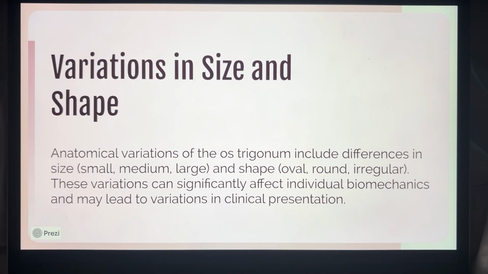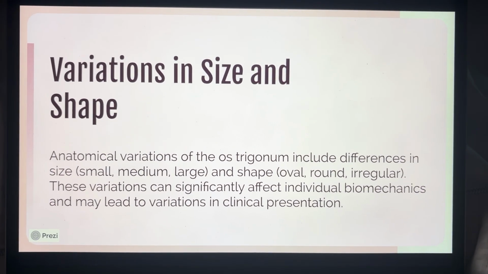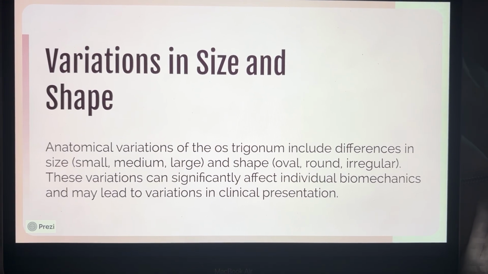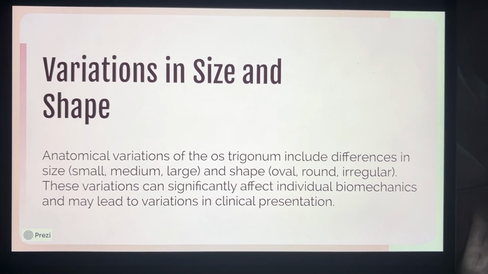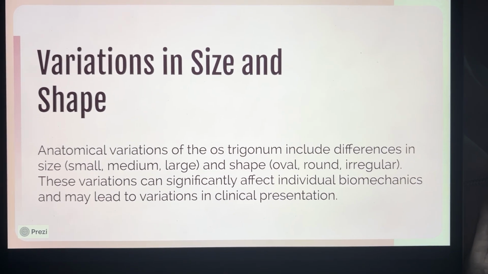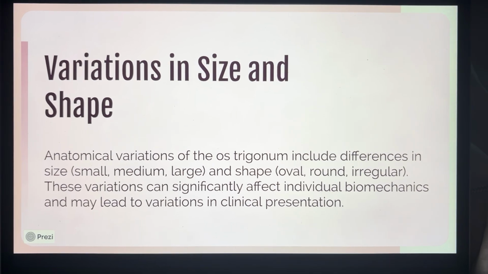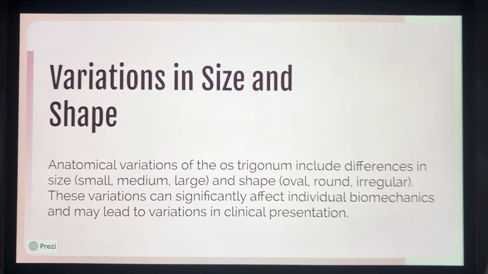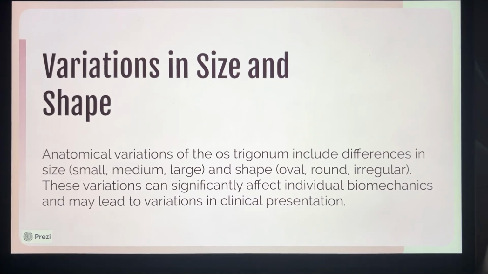So its variations are mostly in size and shape. It can be small or bigger. Sometimes it's oval shaped or round, and its size and shape can impact someone's biomechanics, and it may lead to variations in clinical presentation.